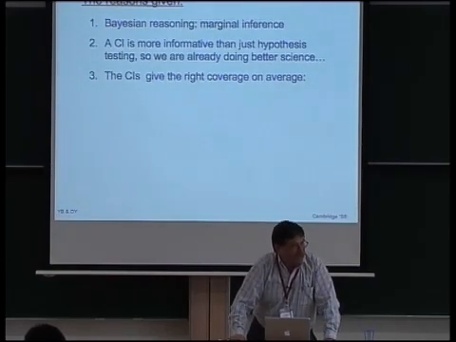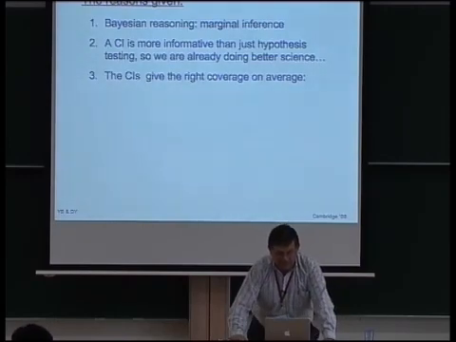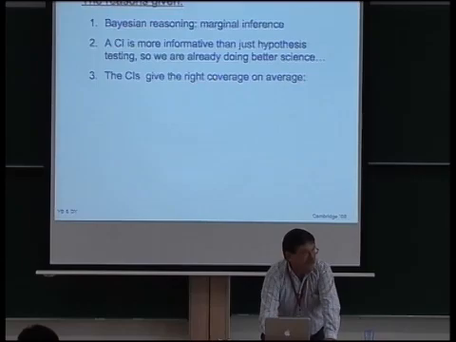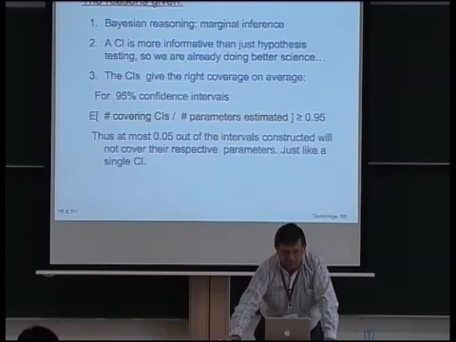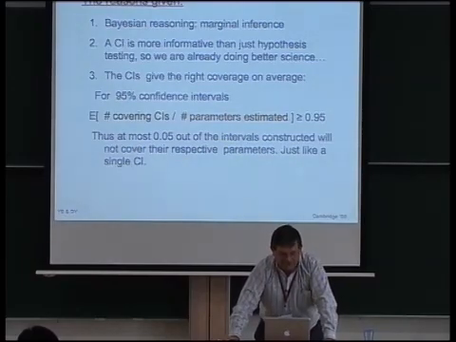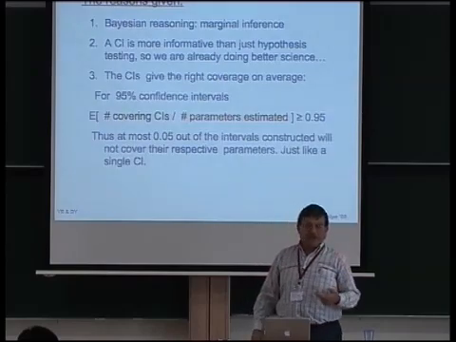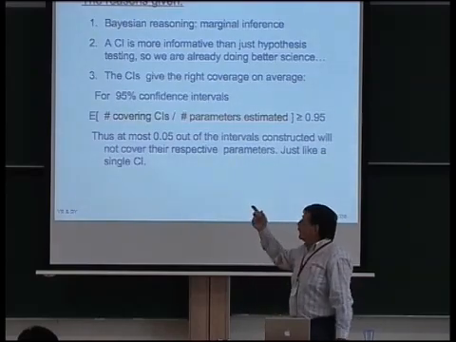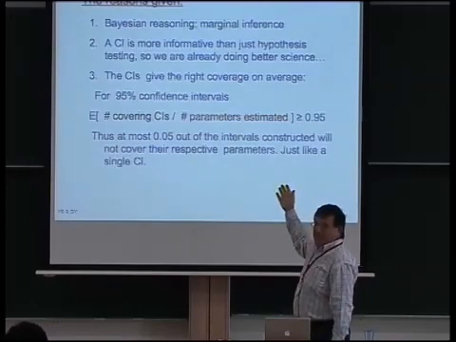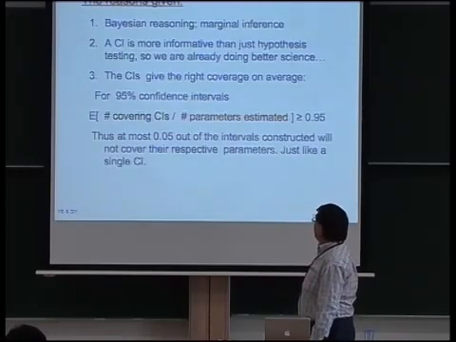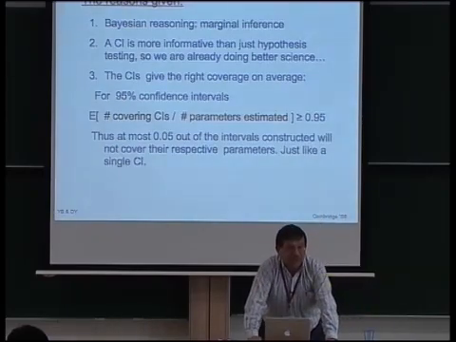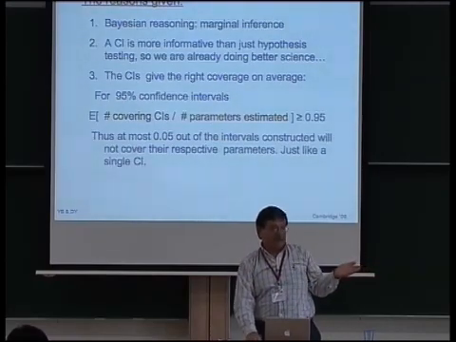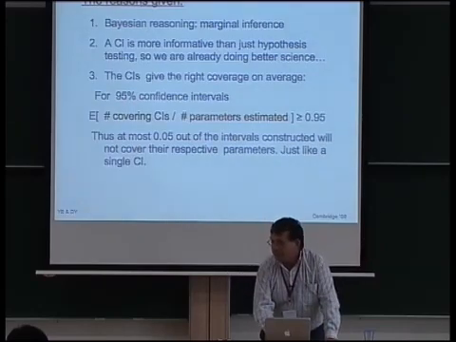But there is a more serious claim voiced, and this is that the confidence interval gives the right coverage on the average. That is, for a 95% confidence interval, the expected number of the intervals covering their parameter divided by the number of parameters is bigger than 0.95. Thus, at most 0.05 of the intervals constructed will not cover the respective parameters, just like a single confidence interval. So why should we care here?